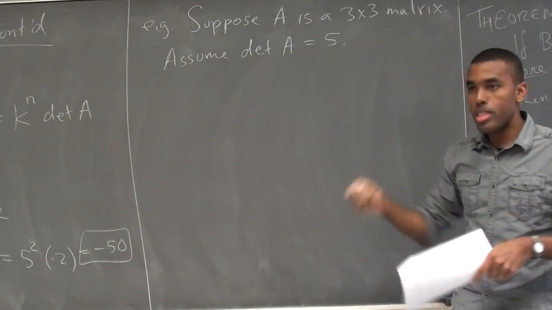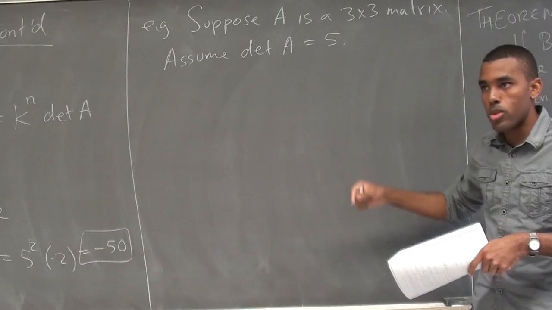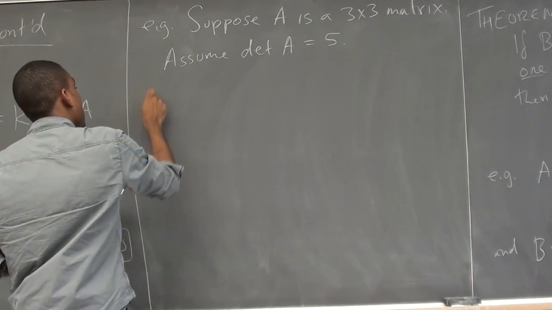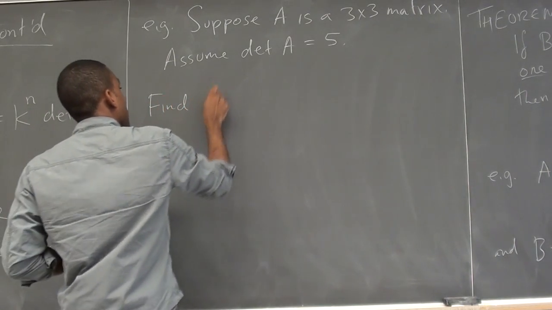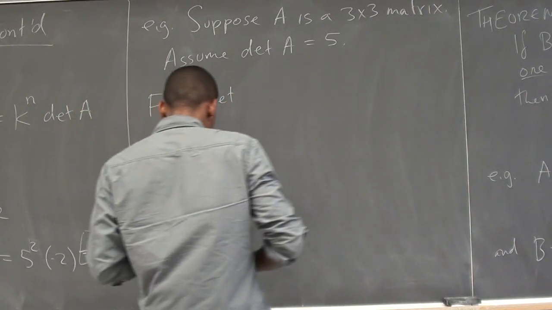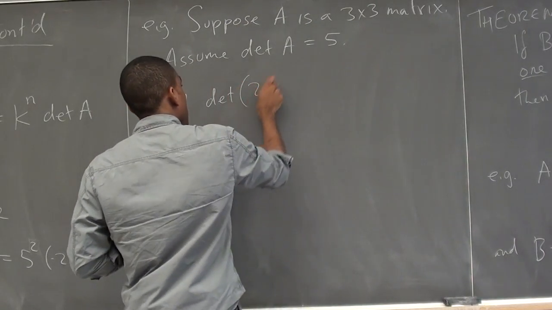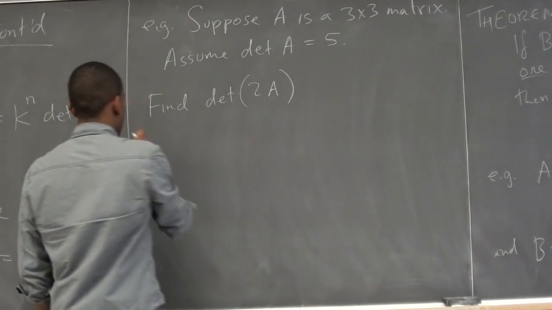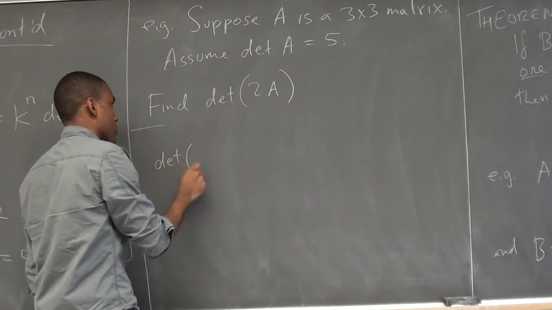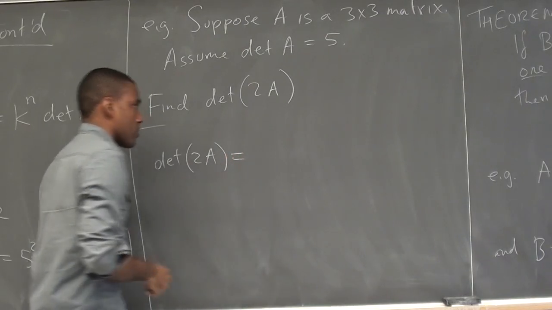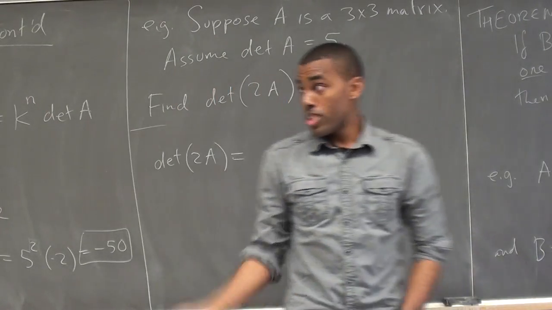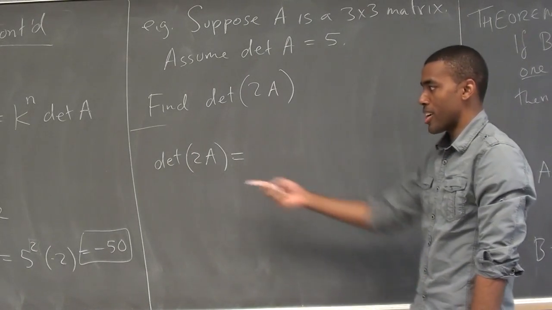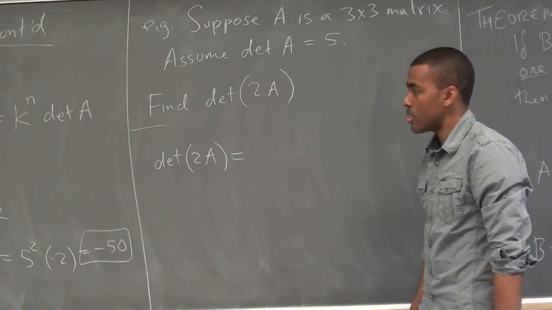So you have a 3 by 3 matrix, and pretend you actually did the expansion and found the determinant was 5. Let's pretend that you actually did that. So my example is: find the determinant of 2A. These theorems are so powerful that you don't even have to know what the matrix looks like. If you know the determinant of the original one, you can figure out the determinant of any multiple of that matrix.